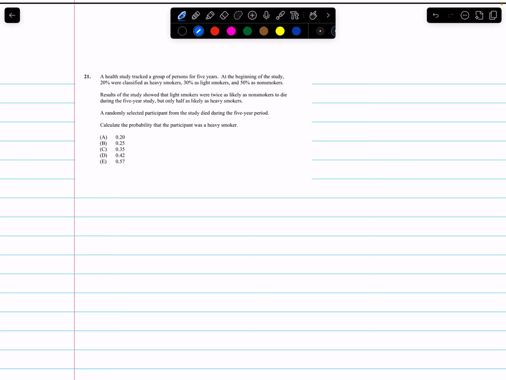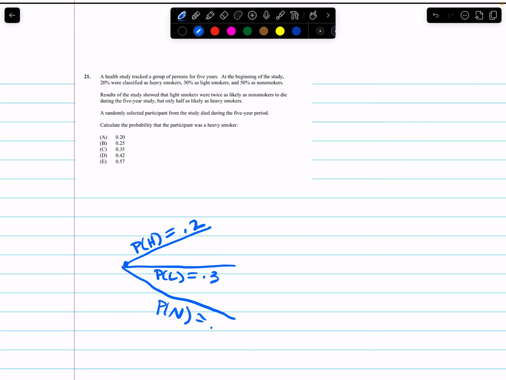This is a conditional probability question, so I'm going to create a tree. So that first line is going to be their classification. So the probability of a heavy smoker is 0.2. The probability of a light smoker is 0.3. And best of all, the probability of a non-smoker is 0.5. All right, then we're going to talk about dying given these 3 categories.